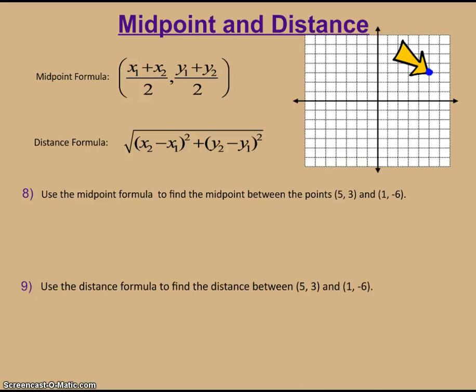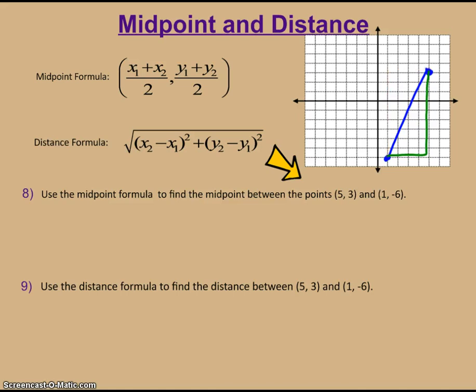Then we'll also graph (1, negative 6). We'll go over 1, down 6, 1, 2, 3, 4, 5, 6. There's our point. Then we'll draw our line. Then what you need to do is make a triangle with it. So you can either go this way or you can go this way. Doesn't matter which way you decide to go, you'll get the same answer either way.